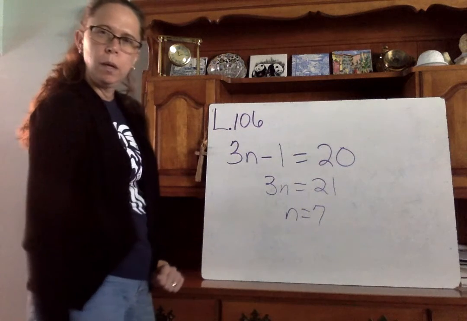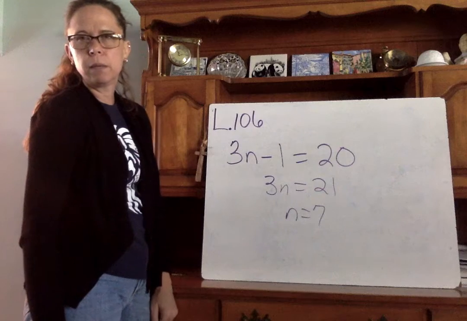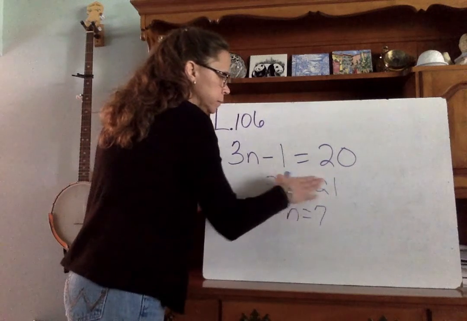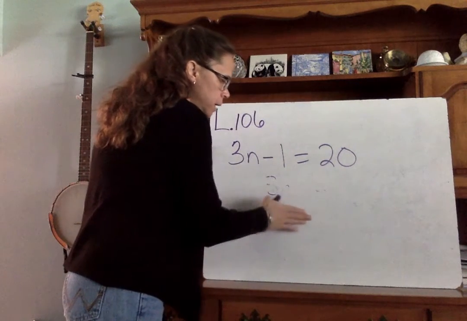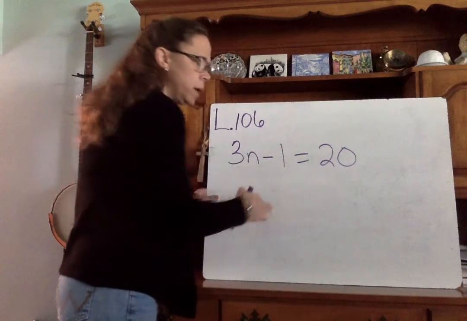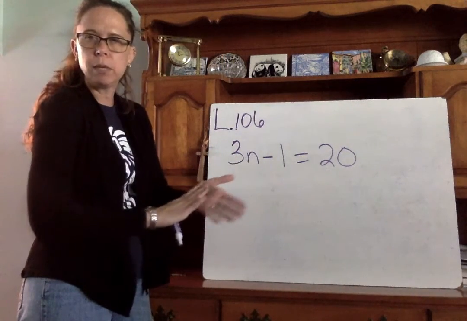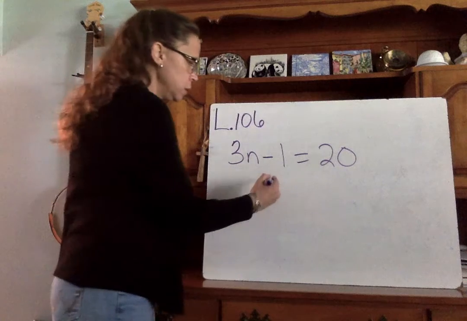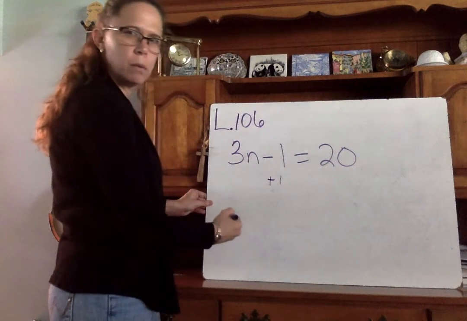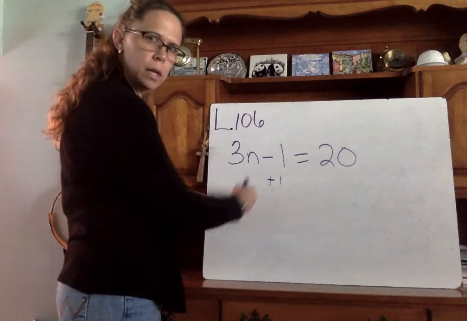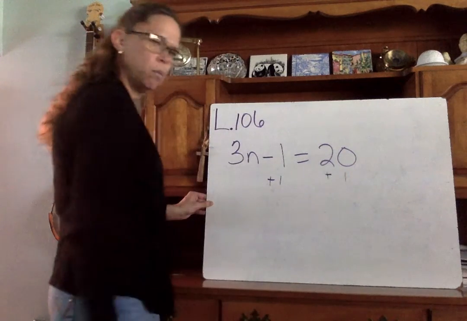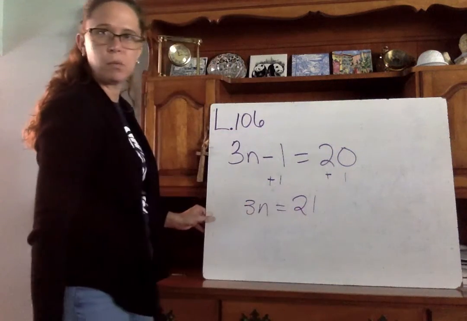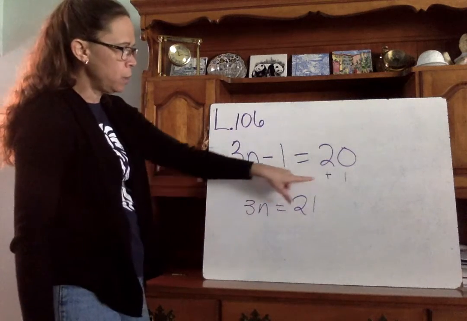Now, an algebraic way of looking at this would be to say that I've got 3 times some number, I take away 1, and I get 20, okay? Just like we said a minute ago, what if I didn't take away the 1? So I'm going to add the 1 back. When you're dealing with equations like this, if you do something on the left side of the equal sign, you've got to do the same thing on the right side of the equal sign. So I'm going to add 1 to both sides, okay? So then I end up with 3n is equal to 21, which is what we got a minute ago, okay? So this is showing it algebraically.